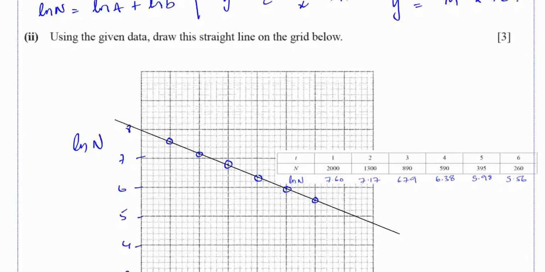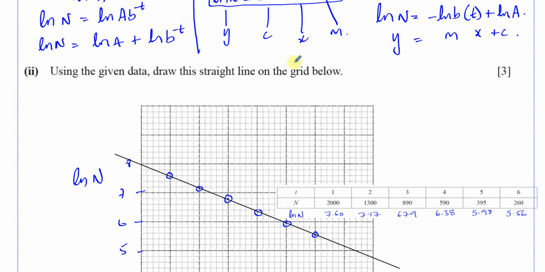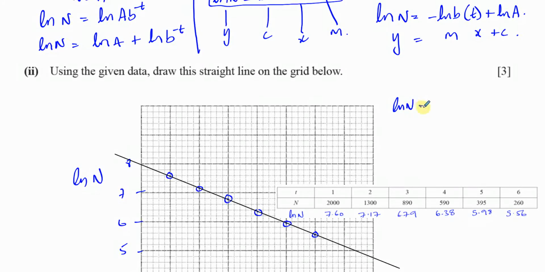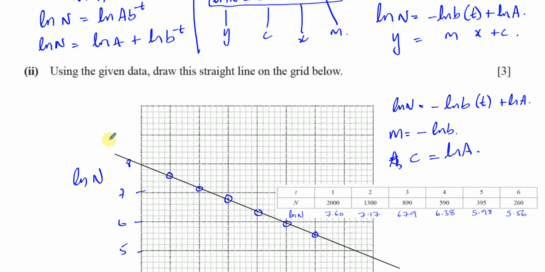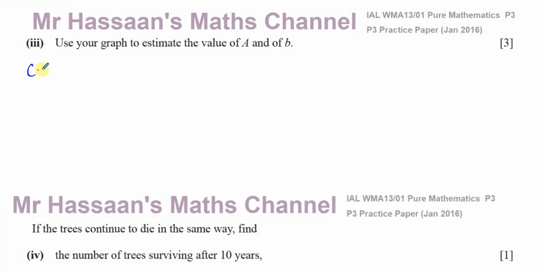Now, what we know from this is we've got ln n equals minus ln b times t plus ln a. So we know that the gradient of this graph is minus ln b, and the y-intercept of this graph, c, is equal to ln a. We can see from here that the y-intercept is 8. So we can say ln a is equal to 8. Let me write that down here. We know that the y-intercept is 8, therefore ln a is equal to 8. So that's one thing we can extract.